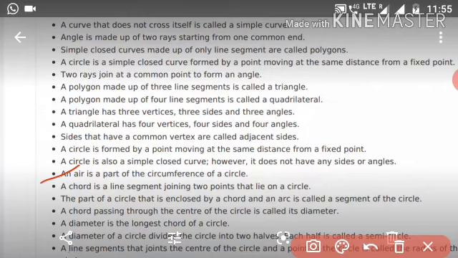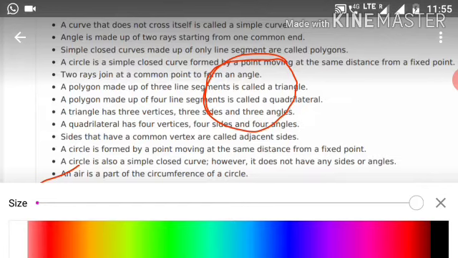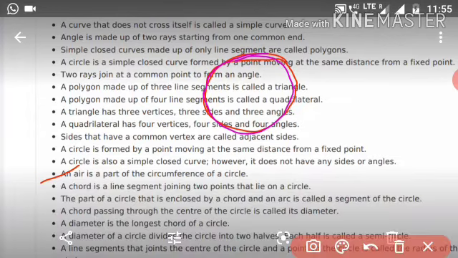Now an arc is a part of circumference of a circle. Now an arc, so arc will be what? Part of circumference of circle. So what is circumference of circle? Now these are called what? Circumference. This length is called what? Circumference of the circle.